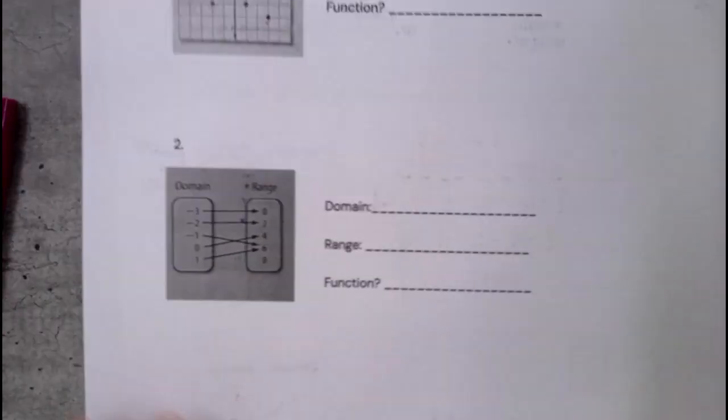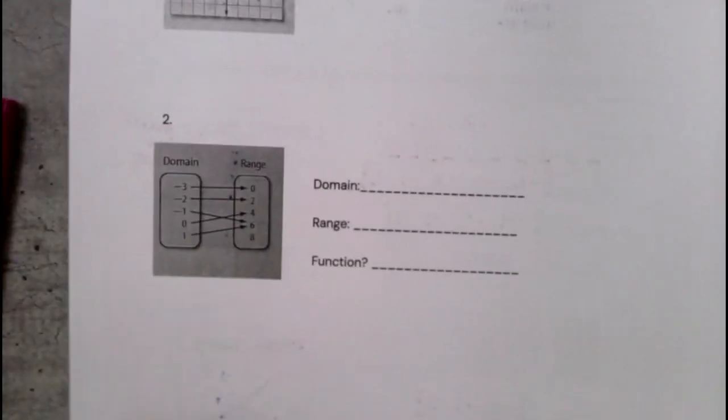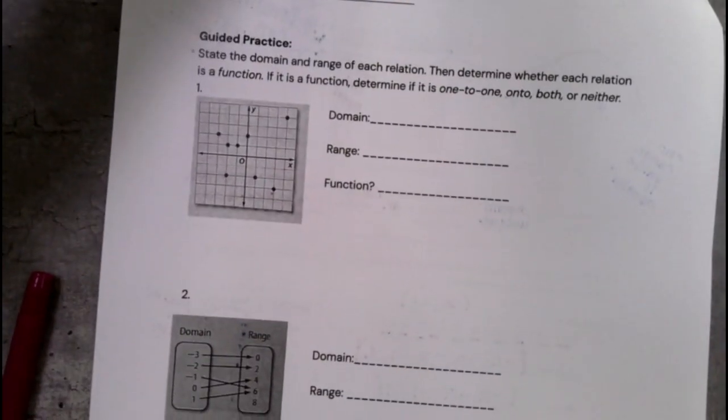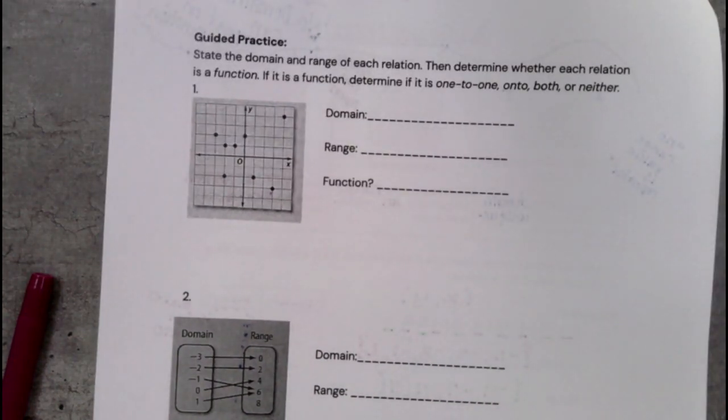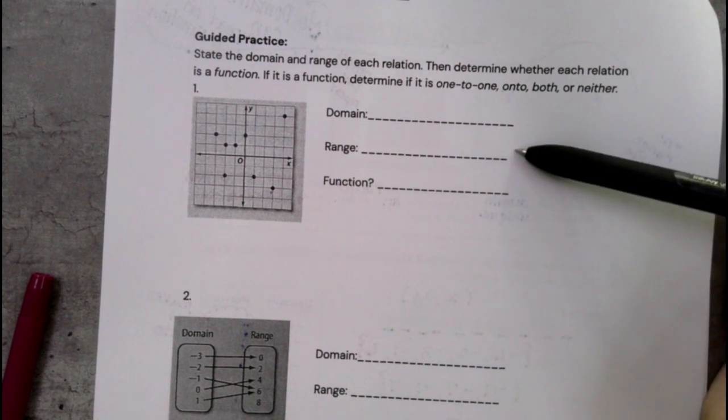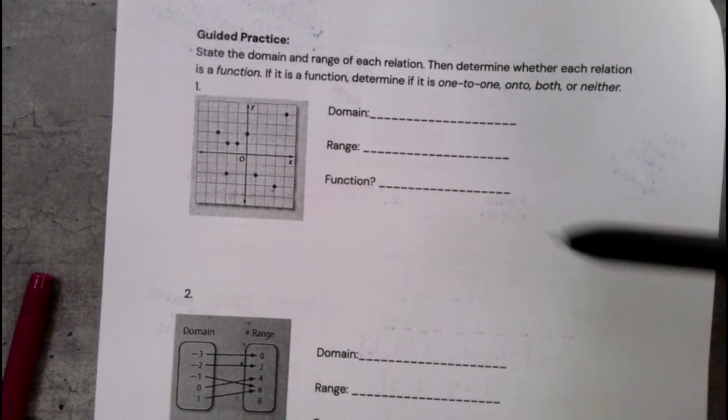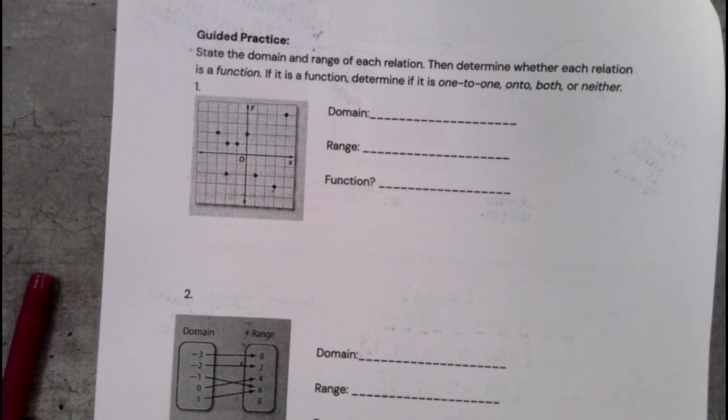I want you to look at these two. So the first one is a graph. So if I ask you for domain and range, isn't a graph really just a list of ordered pairs? It's just in graph form, so you can think of it that way to list your domain and range, and then tell me if it is a function, and then do the same thing with the mapping down at the bottom.